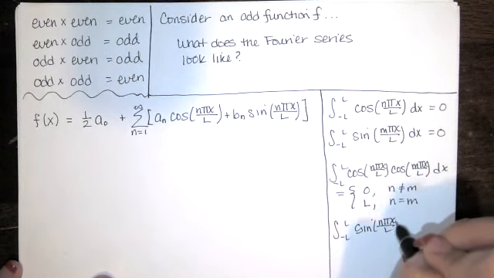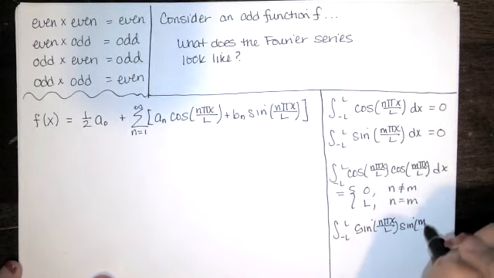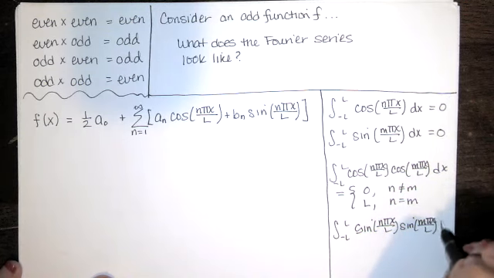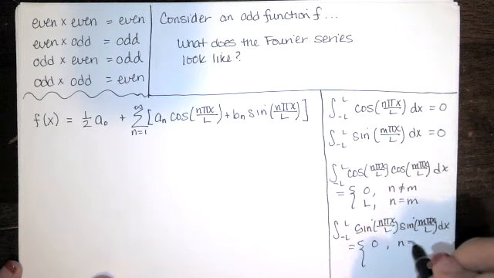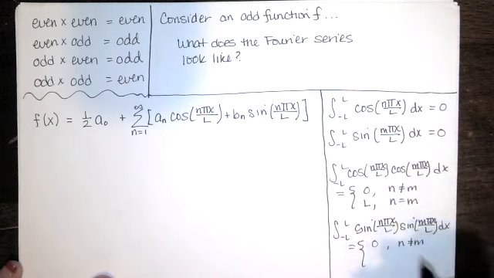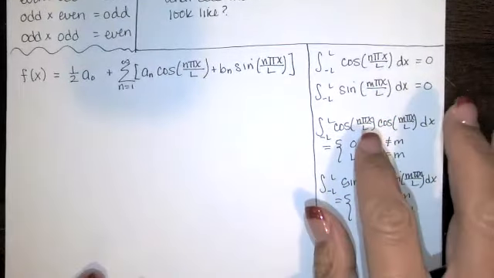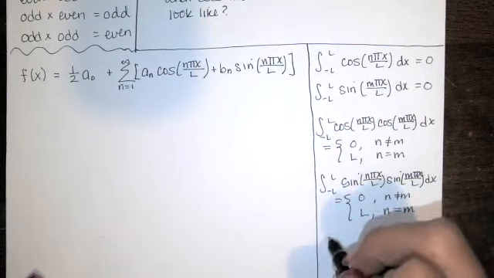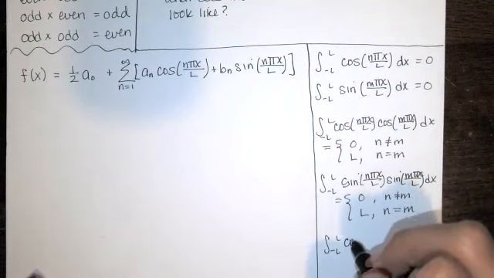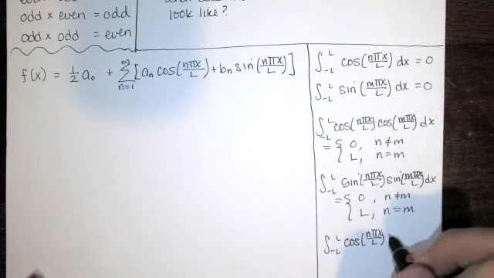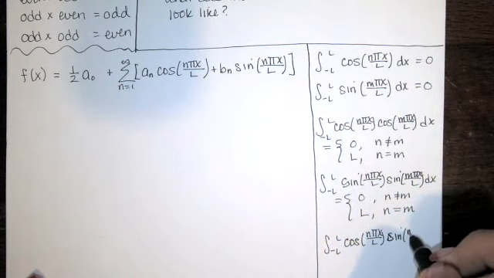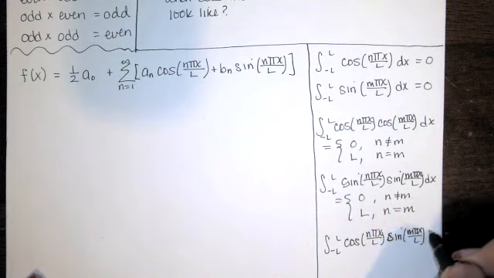The same is true if those were sine functions multiplying each other. So if I had sine of n pi x over L and sine of m pi x over L, and we integrate from negative L to L, we're going to get 0 most of the time, except for when those angles are the same. In that case, we get L. And then we said, if we take a cosine and a sine and we multiply them together and we integrate from negative L to L, we always get 0.